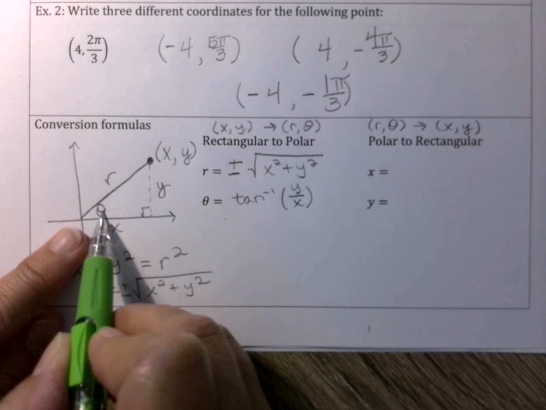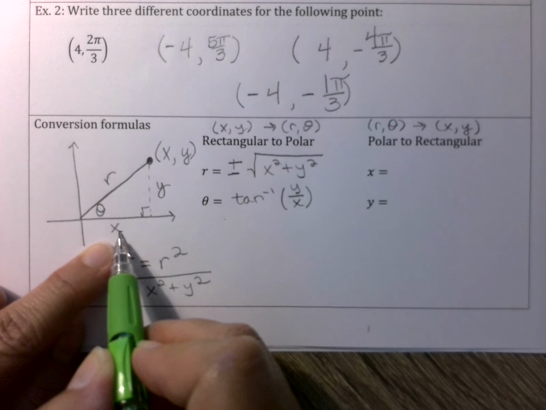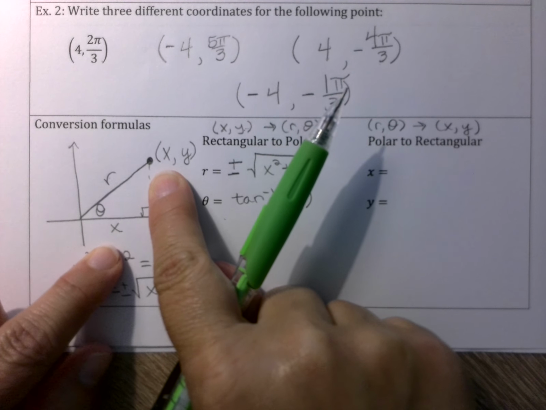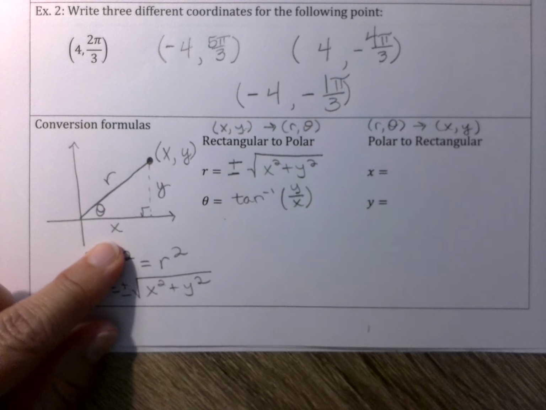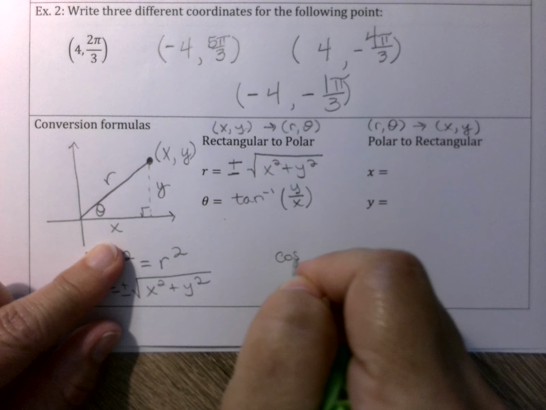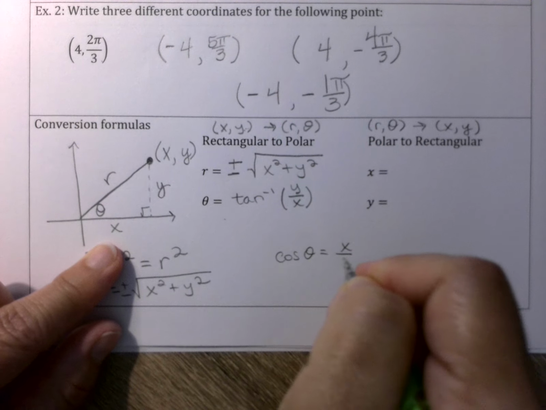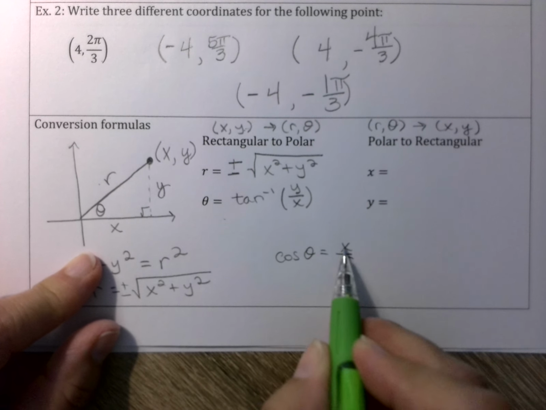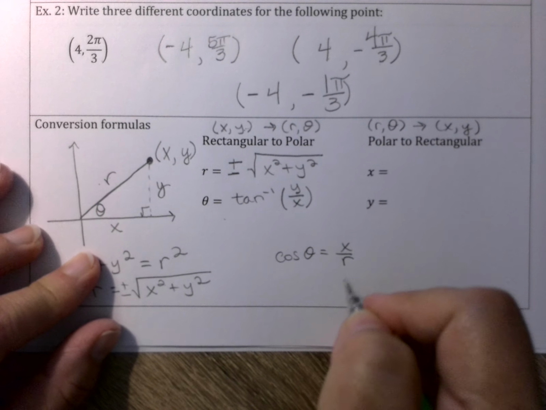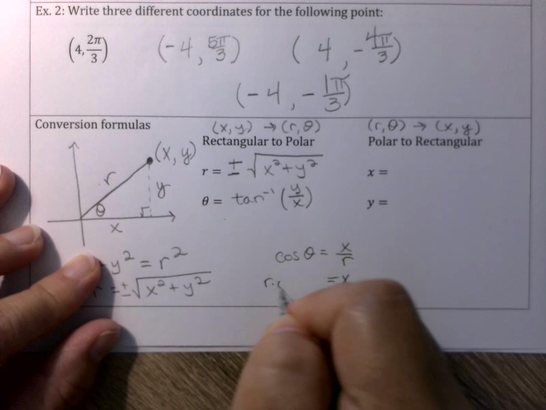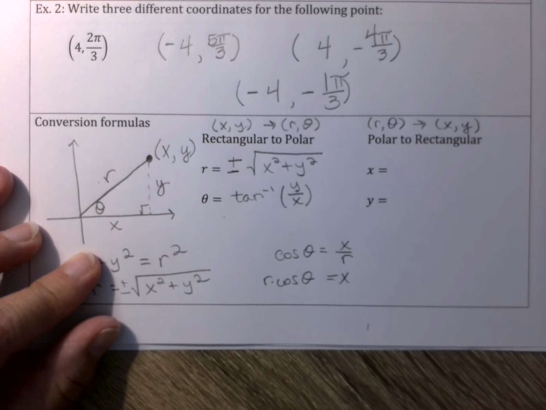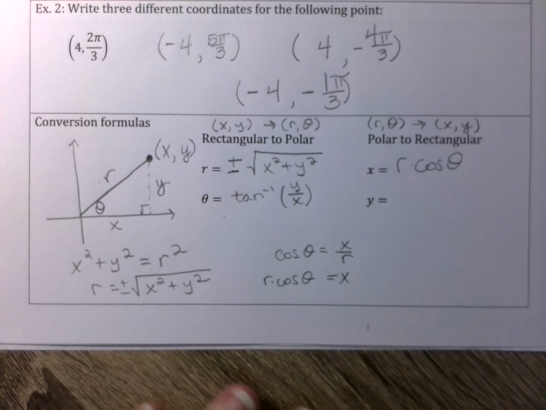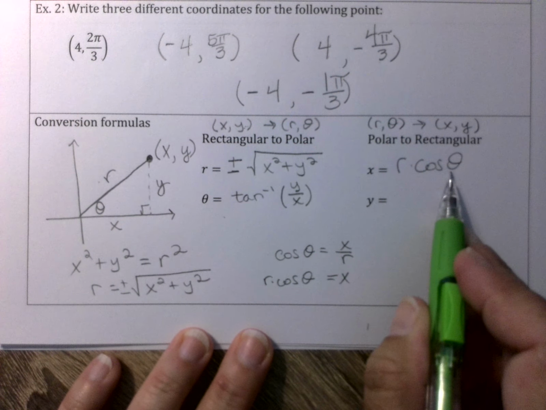If I know r and theta and I want x, well, we're going to use a trig function because we're involving that angle. And that one would be cosine. Cosine would be x over r. And if I solve that for x, I'm going to multiply the r to the other side. x is equal to r times cosine theta. So that's how we're going to find an x coordinate, is to do the radius times the cosine of the angle.